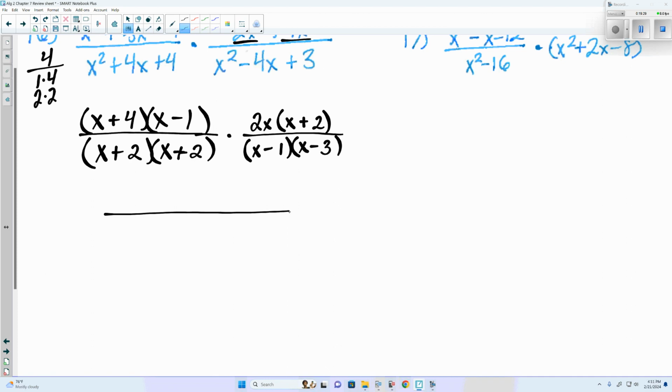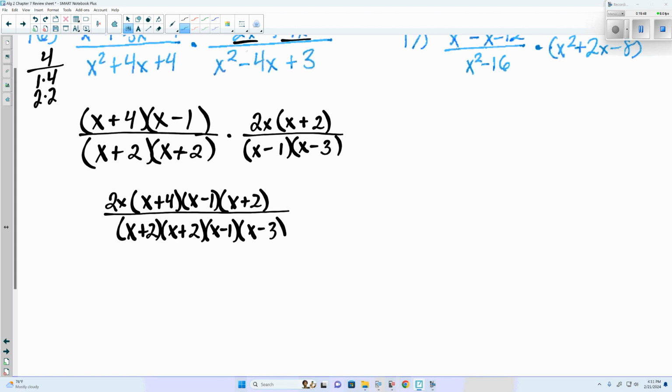Now at this point, we can multiply this all together. In the numerator, I'm going to move the 2x up front. How we arrange the rest of our factors doesn't really matter. We just need to make sure that they're listed. The denominator does not have any monomial expression like our 2x to move up front, so we can leave it as this.